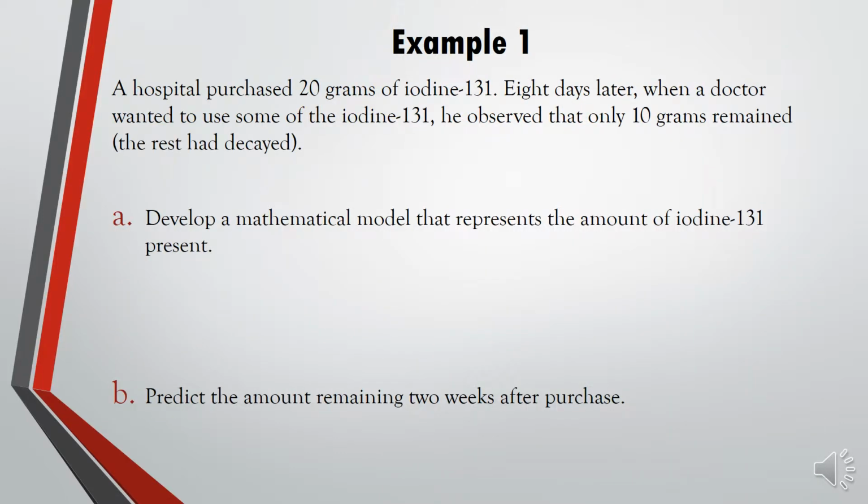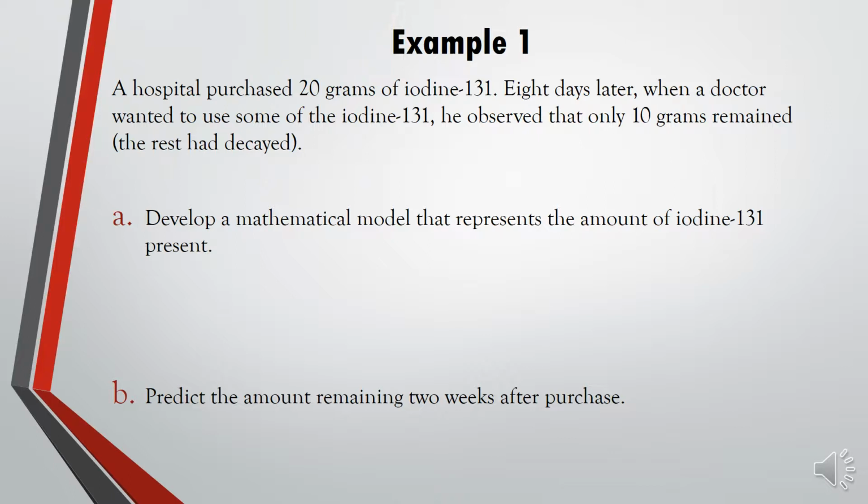All right, so here's an example with iodine-131. It says, a hospital purchased 20 grams of iodine-131. And 8 days later, when a doctor wanted to use some of the iodine-131, he observed that only 10 grams remained, and the rest had decayed. So this would be something that you would have to think about if you were a hospital manager or the person who orders these radioactive substances for a hospital or some sort of doctor's office. You would have to think about how often are we using it and how much should we purchase so that the next time we go use it, it's not all decayed.